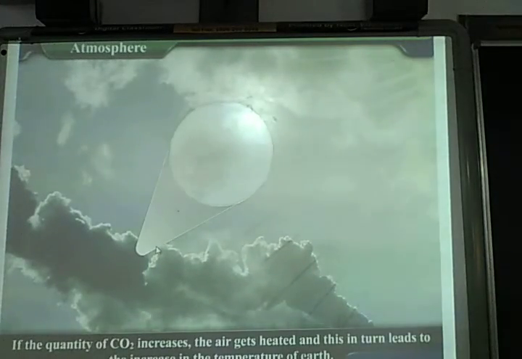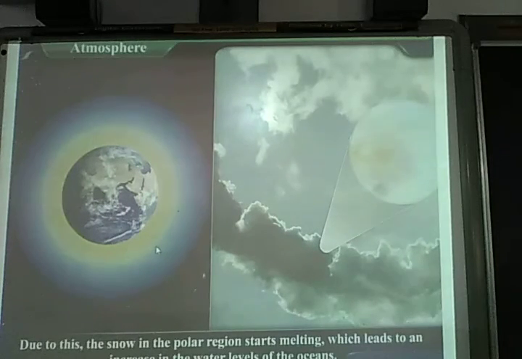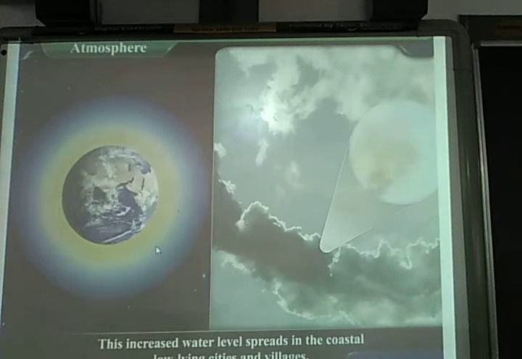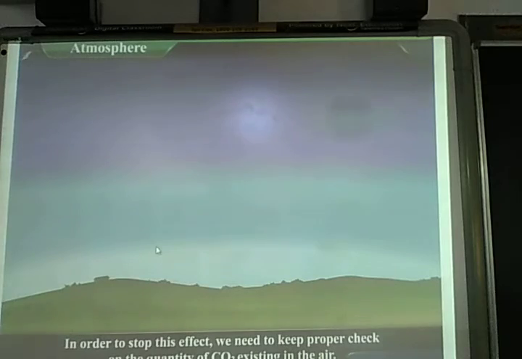If the quantity of CO2 increases, the air gets heated, and this in turn leads to an increase in the temperature of Earth. Due to this, the snow in the polar region starts melting, which leads to an increase in the water levels of the oceans. This increased water level spreads into coastal lowland cities and villages. Thus, the greenhouse gases affect the atmosphere. In order to stop this effect, we need to keep proper check on the quantity of CO2 existing in the air.